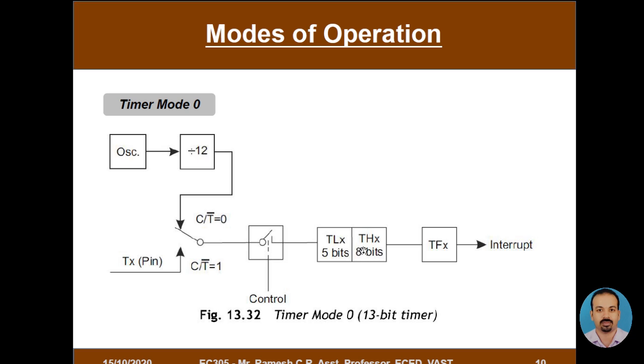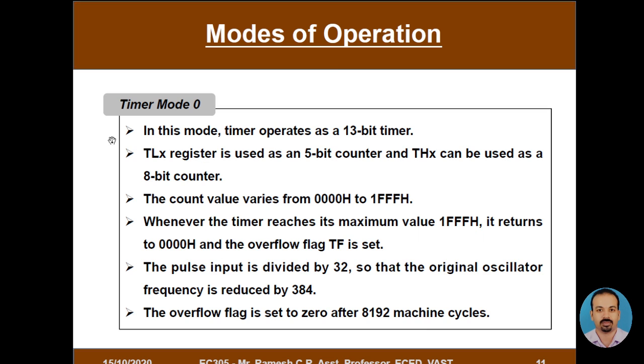Okay, and once it increments and reaches FFH, on the next clock pulse it will be initialized to 00H, and at that instant the corresponding timer overflow flag will be set, which can be used for generating an interrupt or some other purposes based upon the programming topology that is being used.